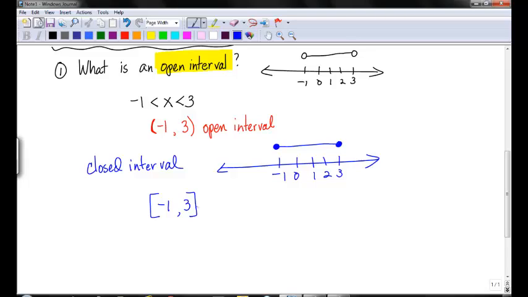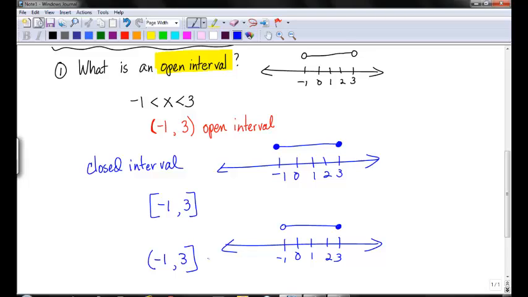Now, if it's half open, half closed, so if I did this, open here, solid here, then this is how the author is going to write it. The parentheses tells you it's an open circle. The bracket tells you it's a solid point. Make sense? Okay, so you need to look at the symbols.